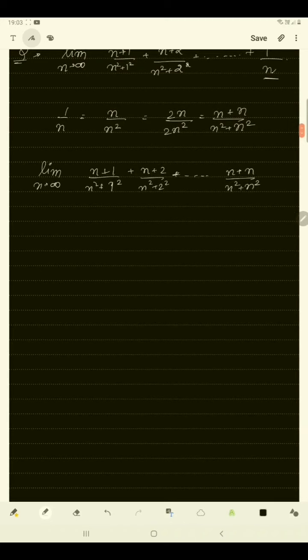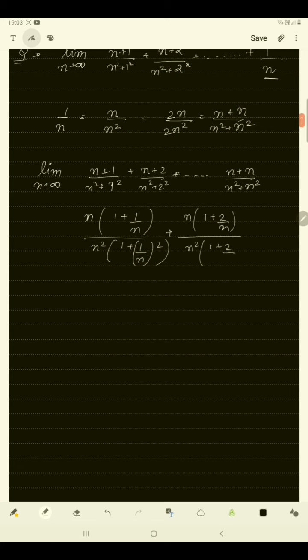Now if you take n common from here, we have done it in the previous video. We saw how to convert this form into the form which is required by us. So by taking n out of the numerator, we have n times 1 plus 1 by n, and taking n square common from the denominator, we have 1 plus 1 by n whole square. Similarly, the next term can also be written in this form.